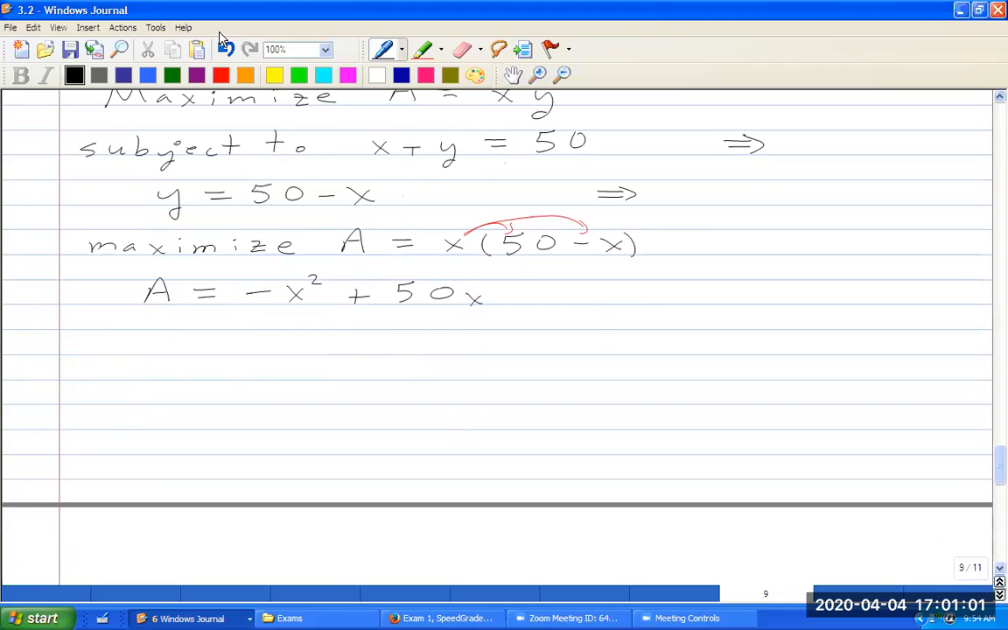So this really is in the general form of a parabola. Why did I write standard? Sorry about that. The general form for a parabola.